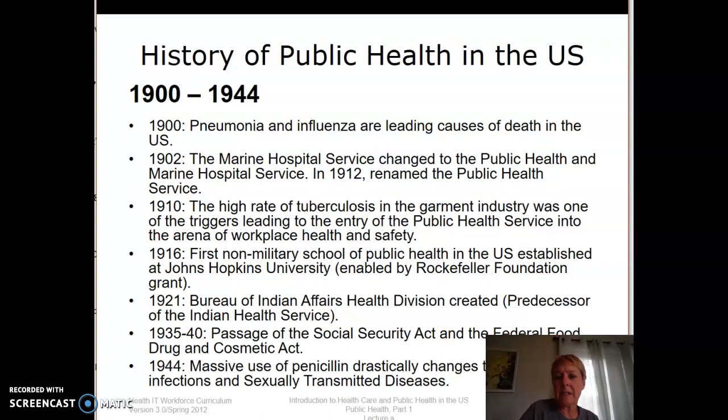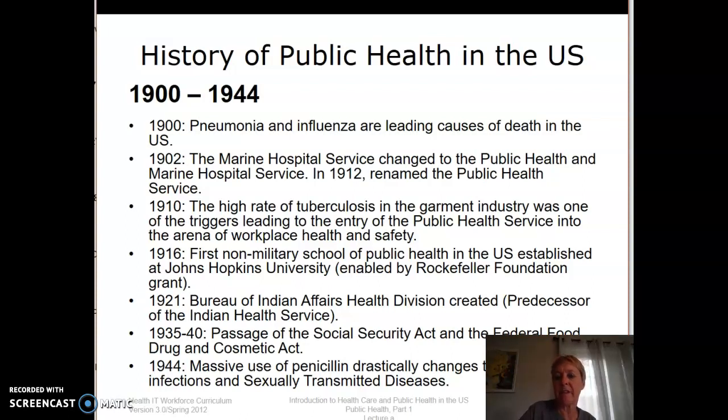The 1900s to 1944, just look at this. Pneumonia and influenza in 1900 was the leading cause of death in the U.S. Why? They couldn't treat it. In 1902, the Marine Hospital Service changed to public health, and then in 1912 was renamed Public Health Service. In 1910, tuberculosis in the garment industry was one of the triggers leading to the entity of the Public Health Service for workplace health and safety. In 1916, we established Johns Hopkins University, and that's a big leader in looking at cures for disease and incidence.